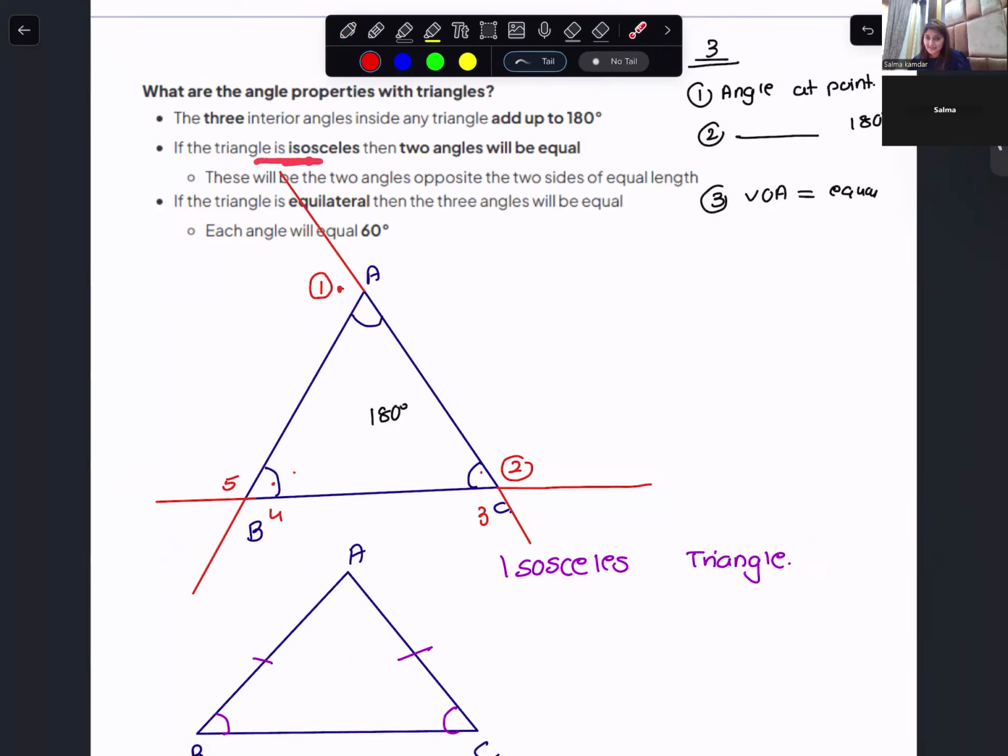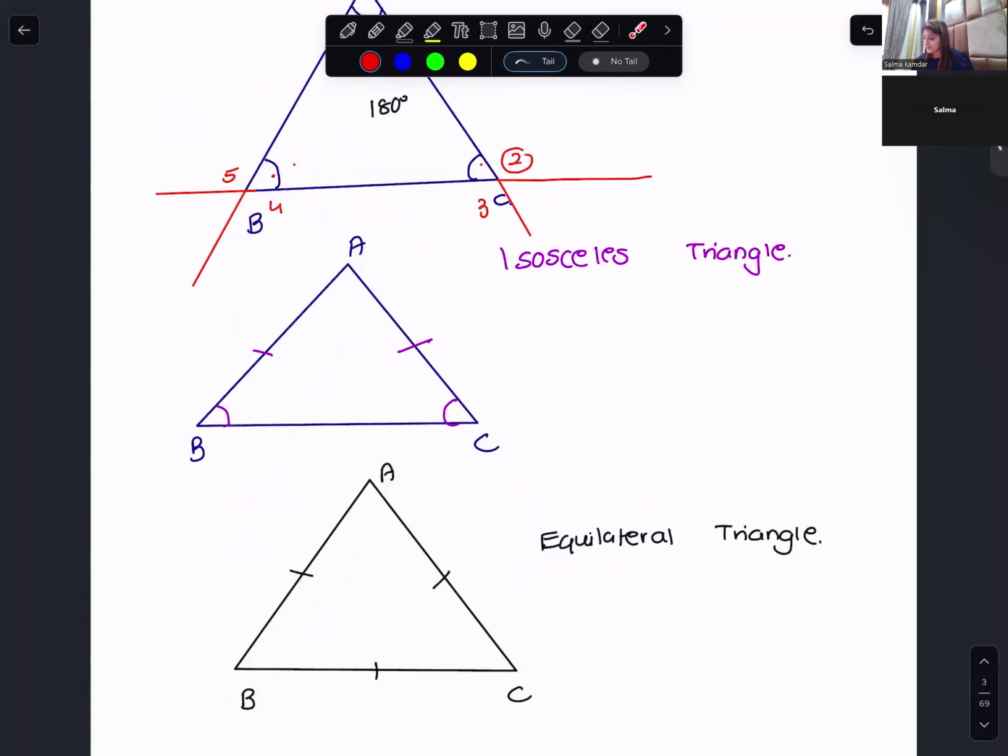Now, if the triangle is an isosceles triangle, do you know what an isosceles triangle is? An isosceles triangle is a triangle whose two sides are equal. So if this is a triangle and these two sides are equal, it's an isosceles triangle. And the property of an isosceles triangle is that its base angles are equal.